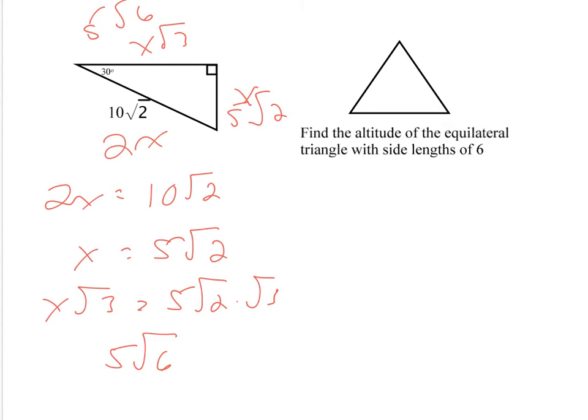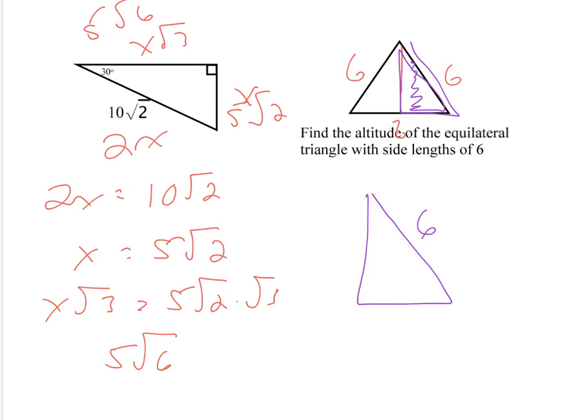Okay, find the altitude of an equilateral triangle with sides of 6. All those sides are 6. I'm looking for the altitude, which is this length. What you can think about now is that this triangle right here is a 30-60-90 right triangle. So this side is 6.